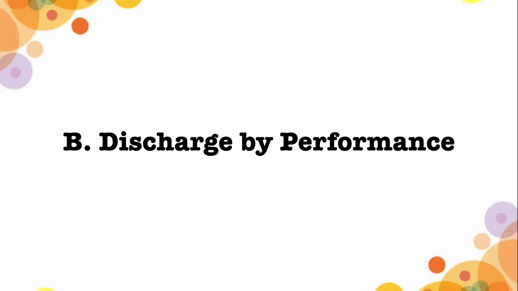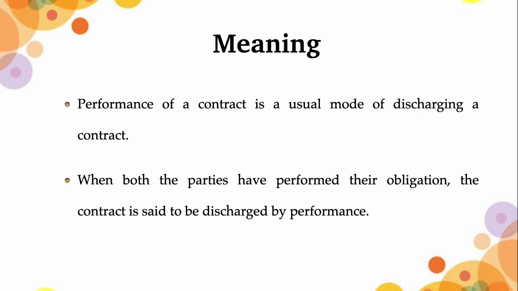Point B, discharge happens by performance. Performance of the contract is the usual mode of discharging a contract. That is, when both the parties have performed their obligation, the contract is said to be discharged by performance. Notice that, both the parties have performed their obligation. Is that clear? Now, if A promised to sell his house for rupees 5 lakh to B, A has sold his house and B has paid the price of 5 lakh. So, both have performed their obligations here. That way, the contract is discharged, or the contractual relationship between A and B is terminated.